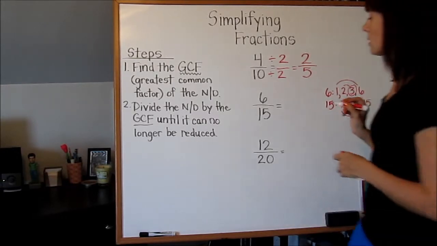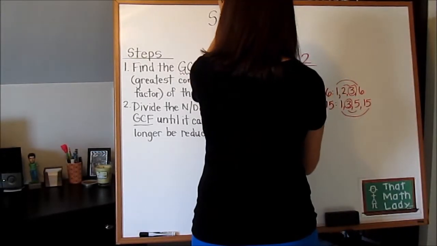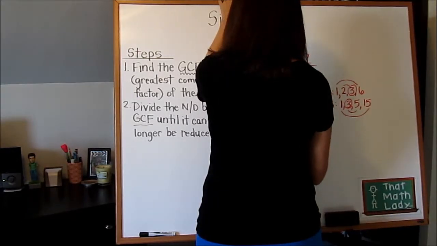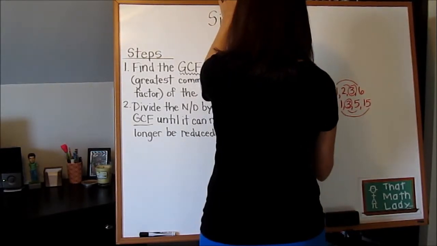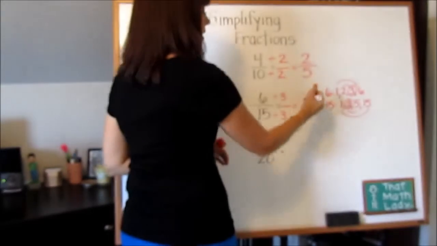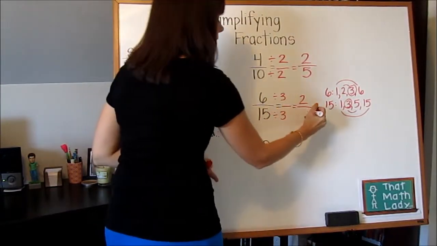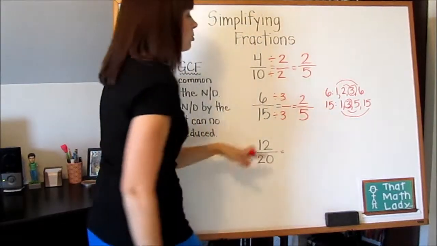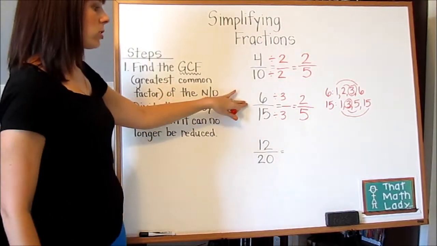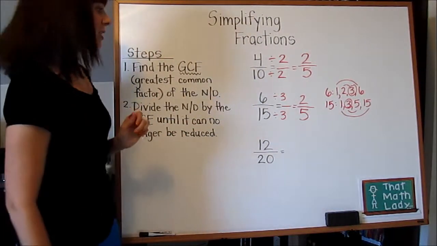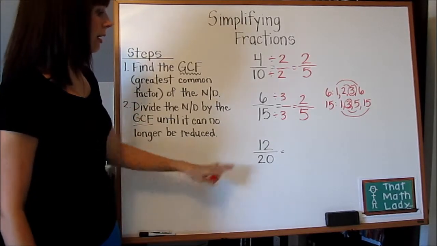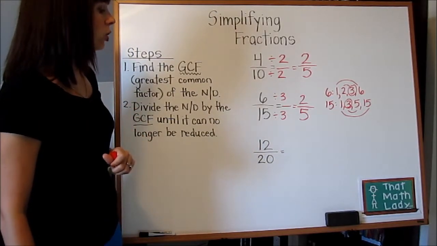So I'm going to divide 6 and 15 by 3. And 6 divided by 3 is 2. And 15 divided by 3 is 5. So 2/5 happens to be the reduced and simplified version of 6/15. And last but not least, we have 12/20.